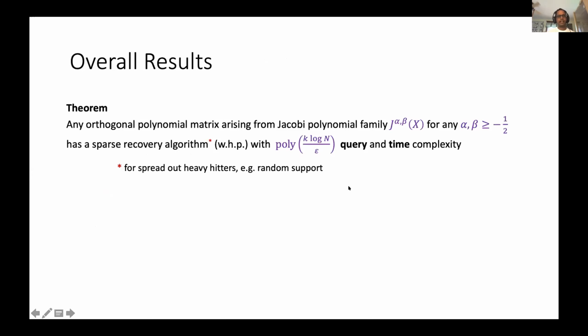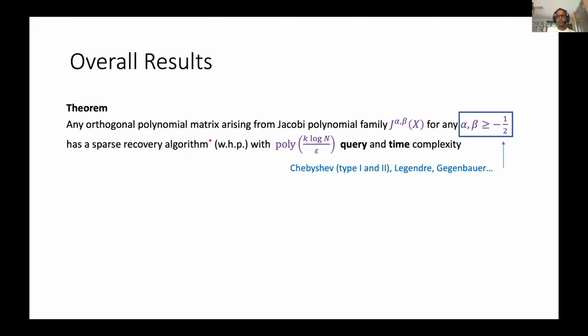Well, I kind of lied. It actually doesn't work for general worst case sparse heavy hitters. You need the heavy hitters to be spread out. So for example, if your heavy hitters are at random locations, then this is true. And alpha and beta being greater than or equal to -1 means we do not capture all kinds of Jacobi polynomials, but this is not that big of a constraint, in the sense that many are like Chebyshev, Legendre, a bunch of known named families of orthogonal polynomials fall in this category.